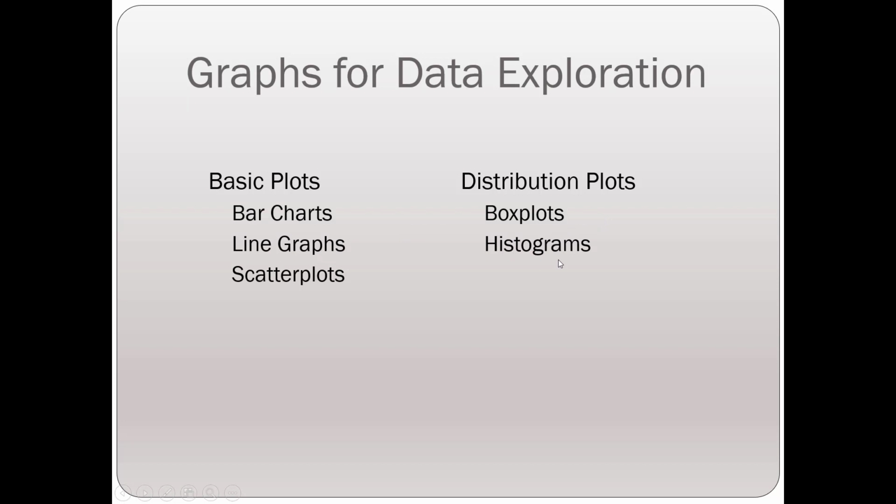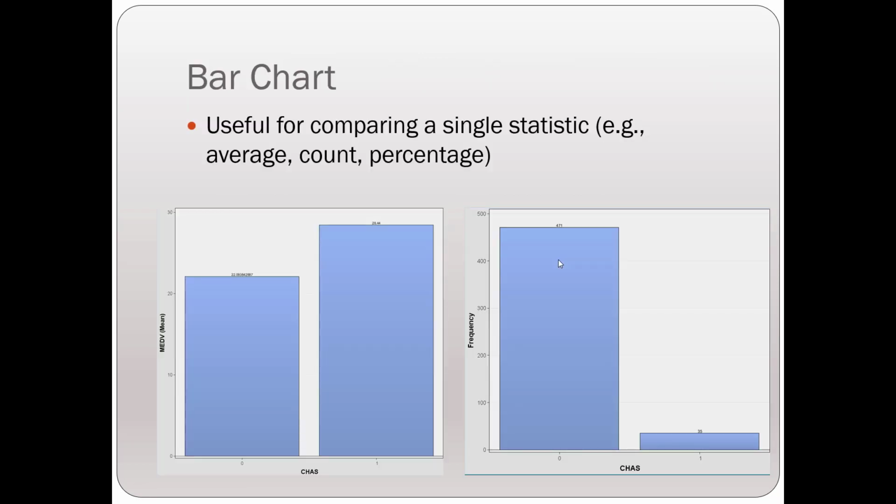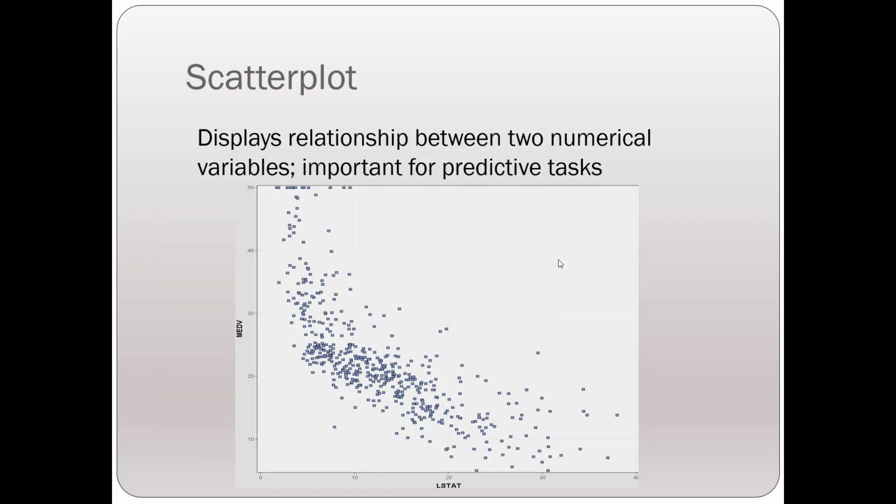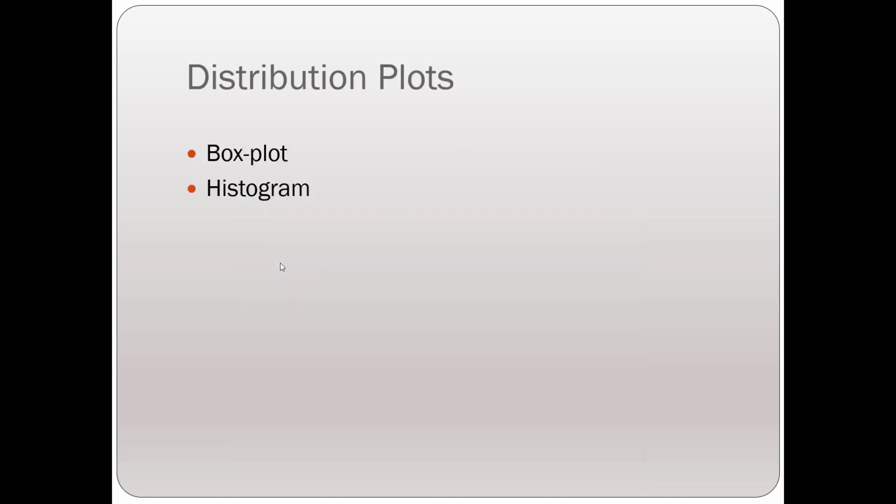And again, we will see examples of those in SAS, and I've given some screenshots of these charts that we will generate in SAS. So this is a scatter plot where you have two numerical variables, one on the x-axis and one on the y-axis. When you have two numerical variables, you can do a scatter plot and see whether the pattern seems reasonable. Now distribution plots are box plot and histogram.